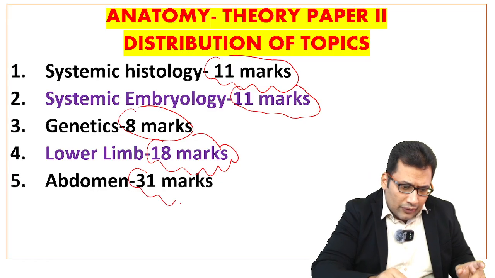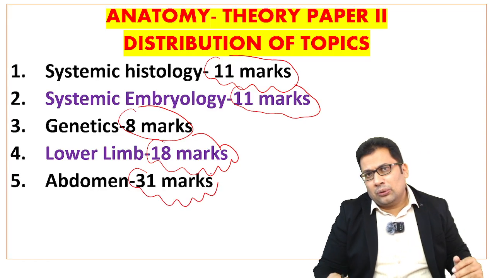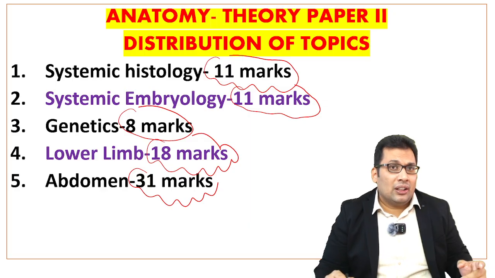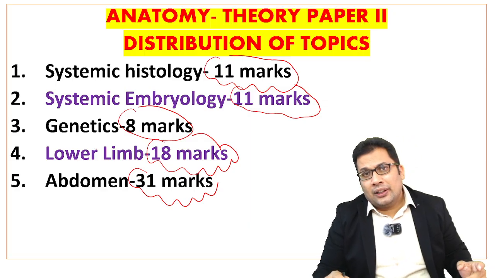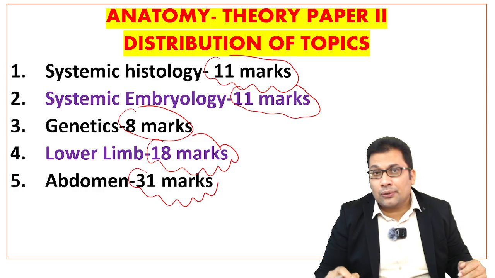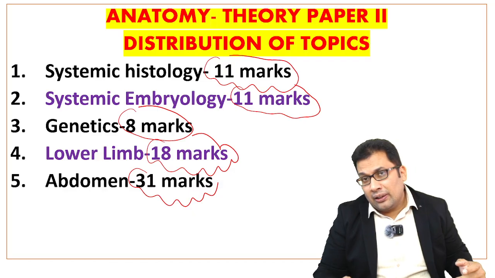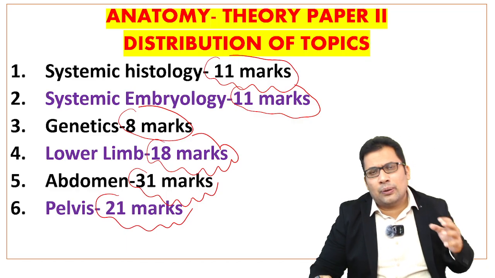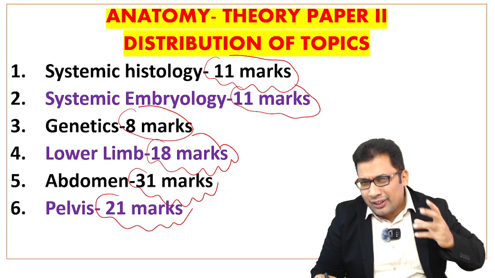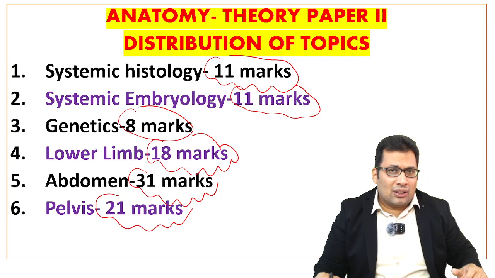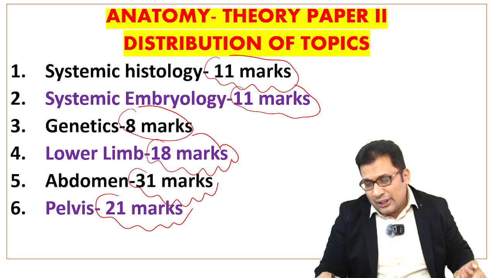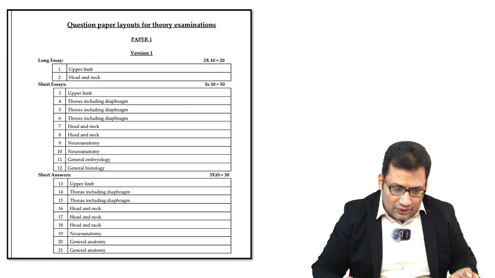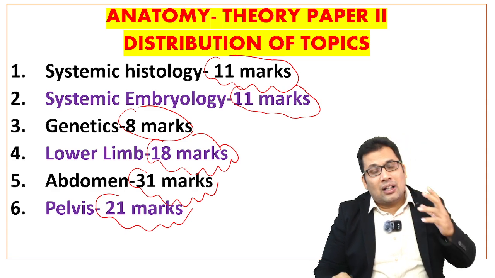Abdomen, 31 marks. One difficult topic to read, for example lesser sac, greater sac, epiploic foramen, stomach, difference between jejunum and ileum. Anal canal can be a main question, rectum can be a main question. Then gallbladder, liver. Then pelvis, around 21 marks. I think pelvis is scoring. Why? Because pelvis is a very short chapter for 21 marks, especially uterus, fallopian tube, parts of the uterus, parts of the fallopian tube, that can be asked. So, this is about anatomy paper 2.